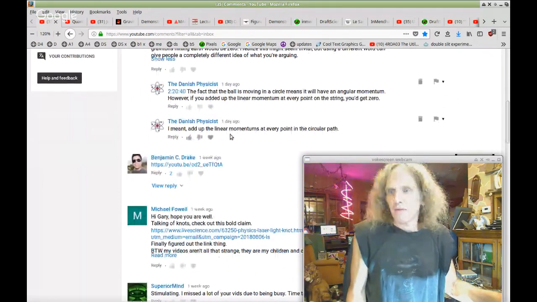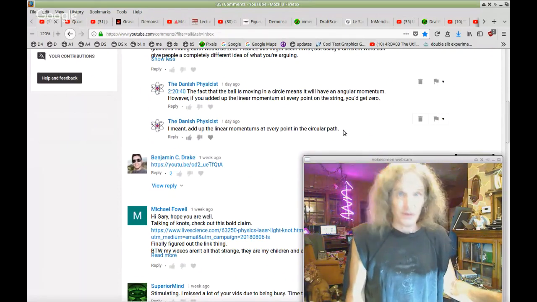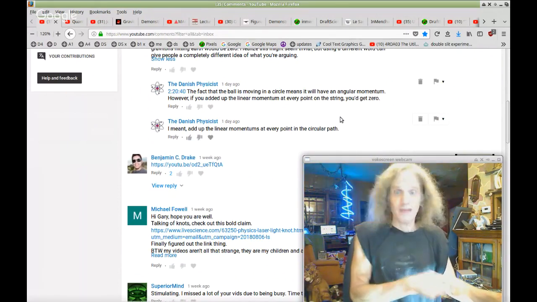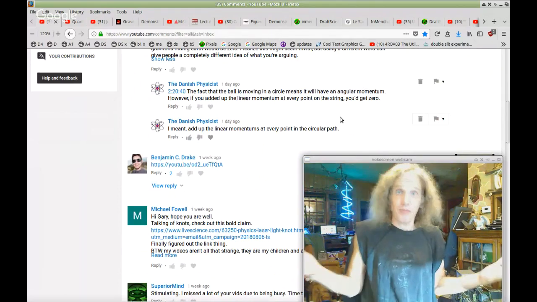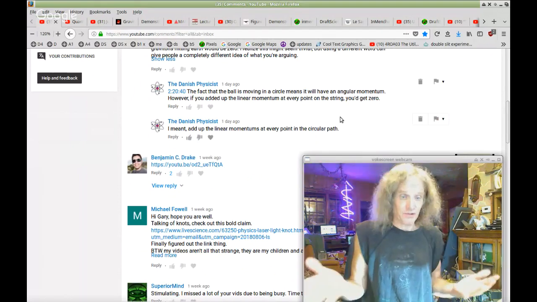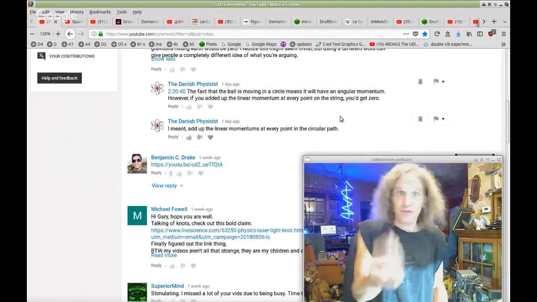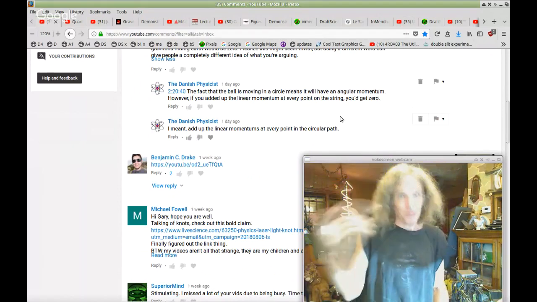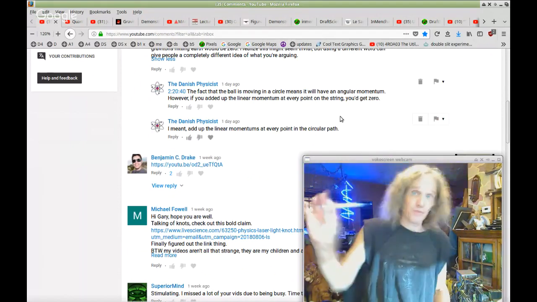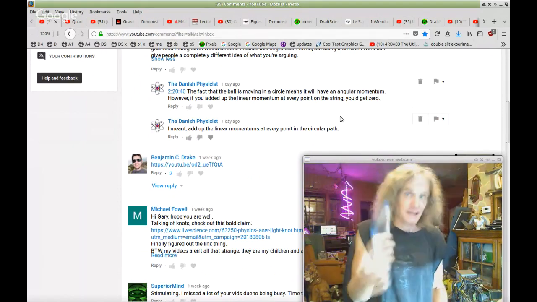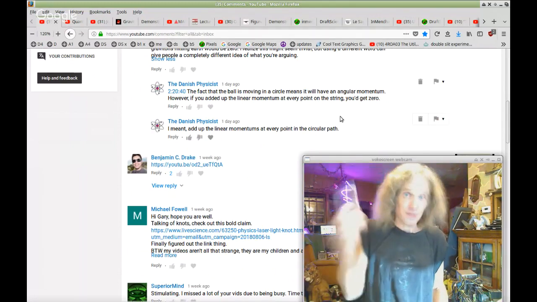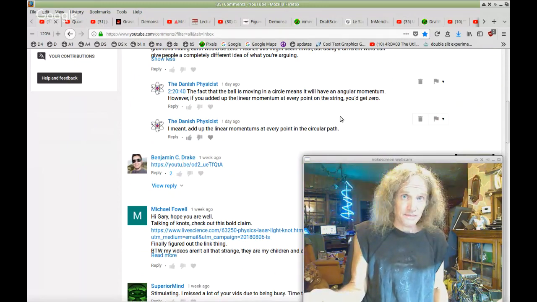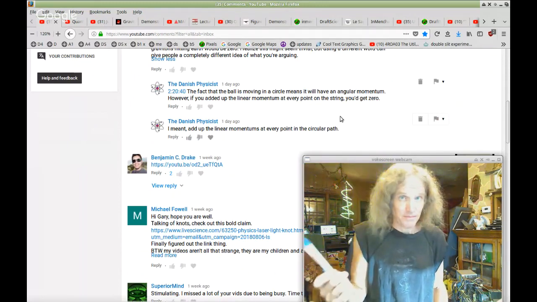I meant add up the linear momentums at every point in the circular path. Yes, so it has to be the complete circle. You have to wait till it finishes the circle before you make a claim about what its momentum is. And when it completes the circle, you see that its momentum while in the circle was zero, but its momentum is still whatever it was going when it entered. So it didn't lose any momentum. The circle cost nothing except time. It didn't change its momentum.